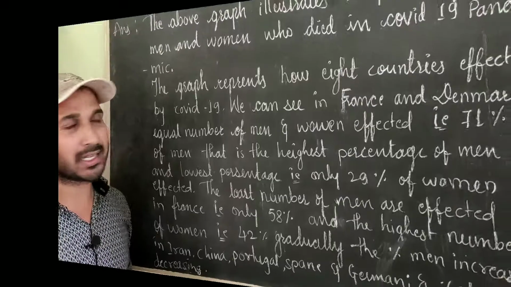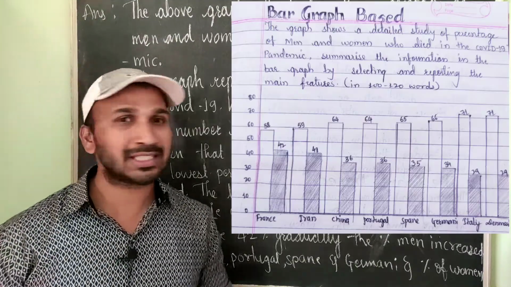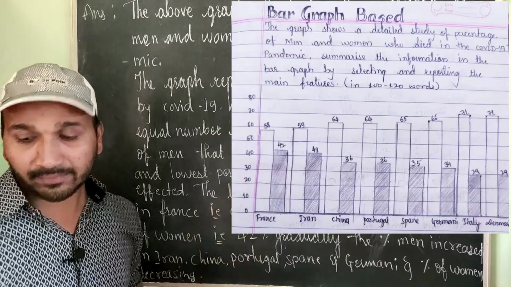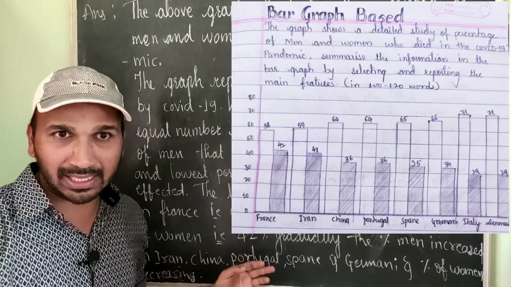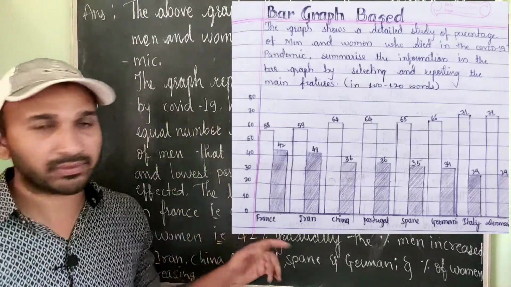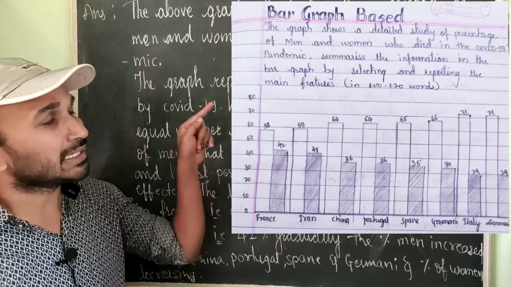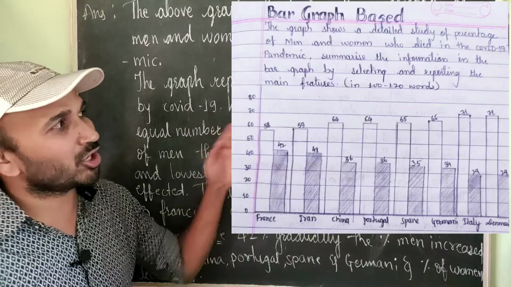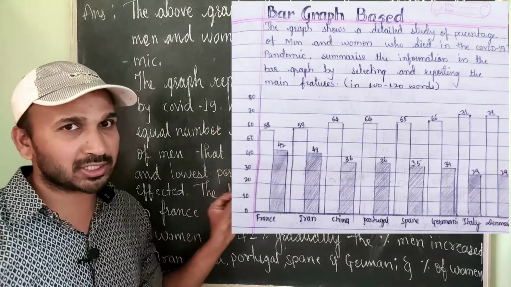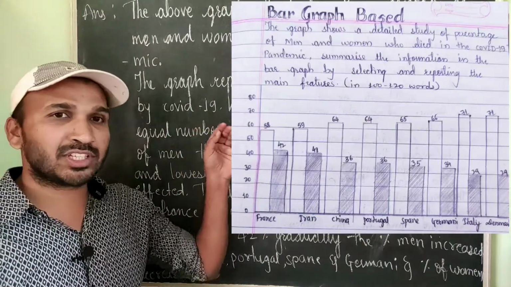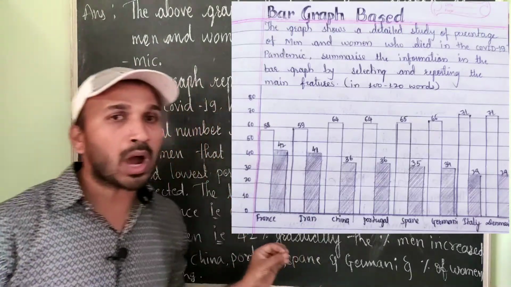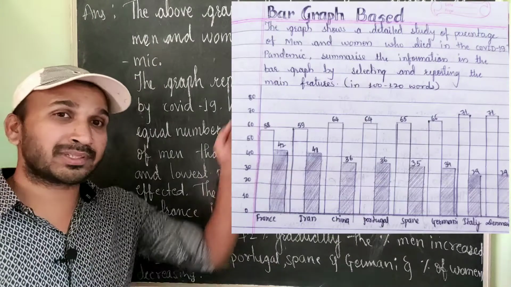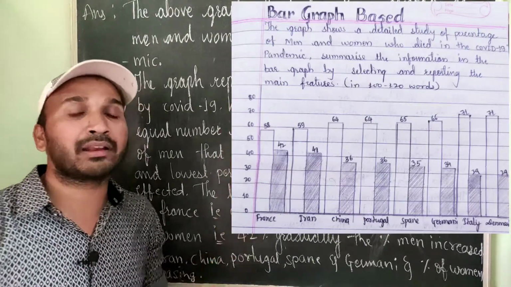We will start on how to write it. We just have to study the graph properly, how many men and how many women are affected. In the graph, the shaded bar shows the percentages of women, and the bar without any shade shows the percentages of the men who are affected.